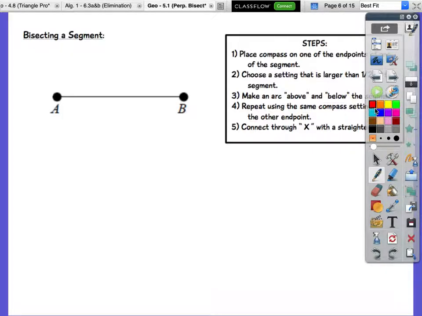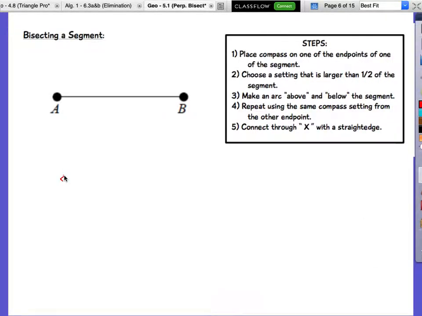Okay, so moving on. Put the pointy part on one of the points. Put them on point A to start.